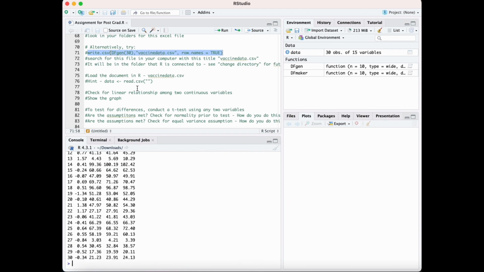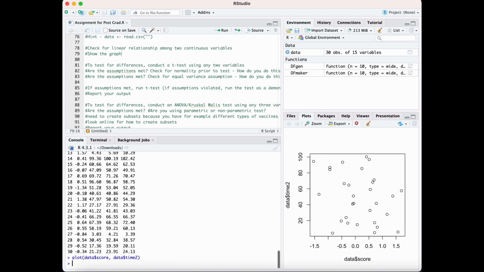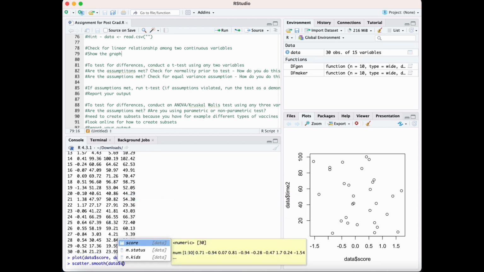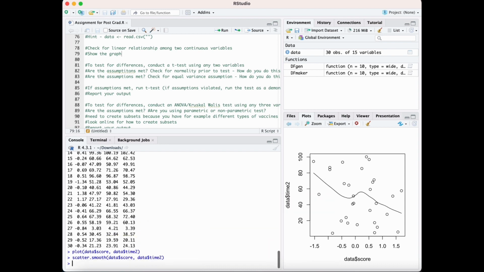So this is the auto-generated data. Let's have a look at the linear relationship among two continuous variables and look at the graph. So I will plot data score. I'll use score and time 2. Okay, so this is what we have so far. Smooth, data score, data time 2.